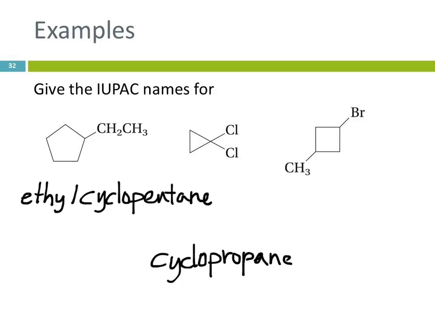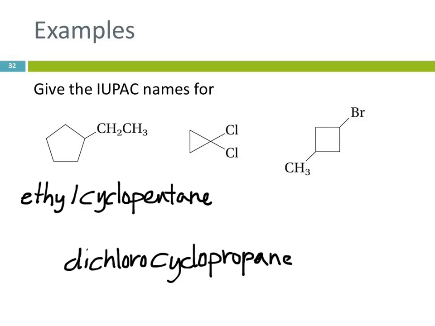Cyclopropane. What are the groups on the cyclopropane? It's going to be dichloro because there's 2 of them. So dichloro. Remember, chlorine has an H in it. I don't know why, but it does.